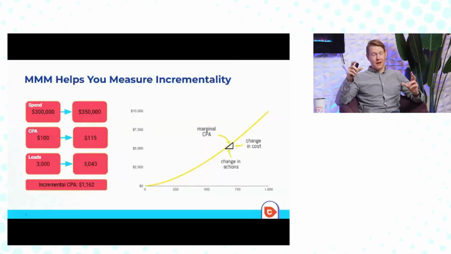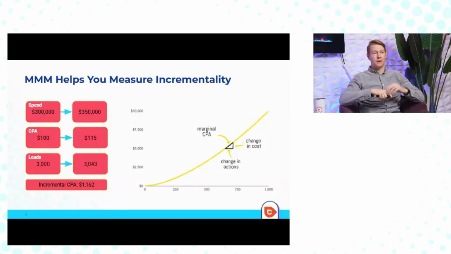Another massive benefit of media mix modeling is it helps you measure incrementality. Media mix modeling is all about incrementality. If I take some dollars that I was previously using on this campaign and I now fund this channel with it, do I see an incremental increase or decrease in my revenue? If I add another $50,000 to my marketing spend, do I see an incremental gain, and what is that incremental gain?